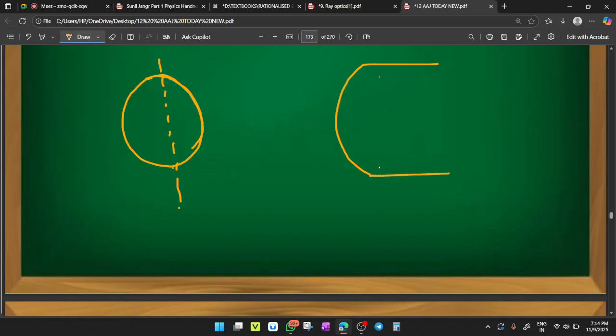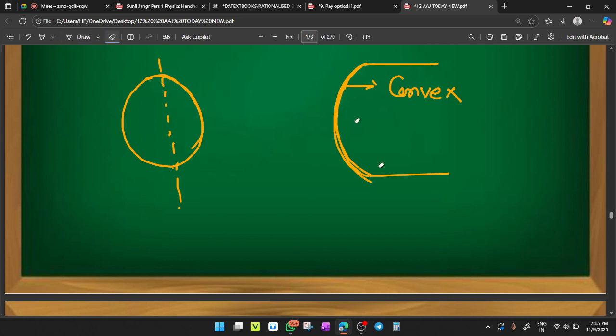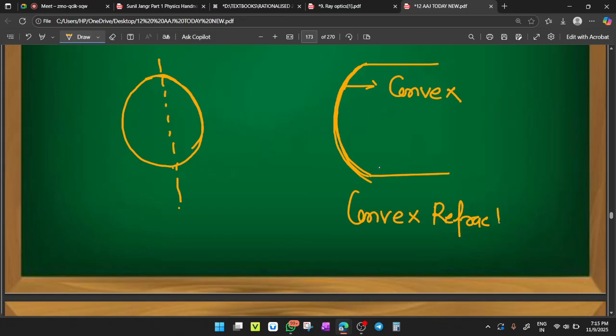Agree or not agree? This part is not a reflector, it is a refractor part. So the refractor part is convex. Convex means it bulges outward. So as the refracting part is convex, this is called a spherical convex refracting surface. Clear, beta?